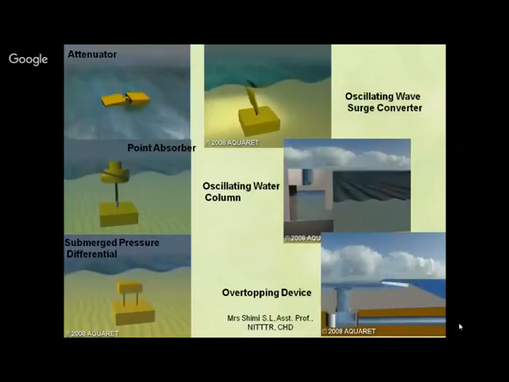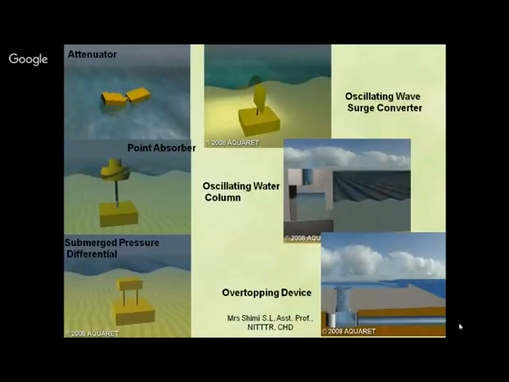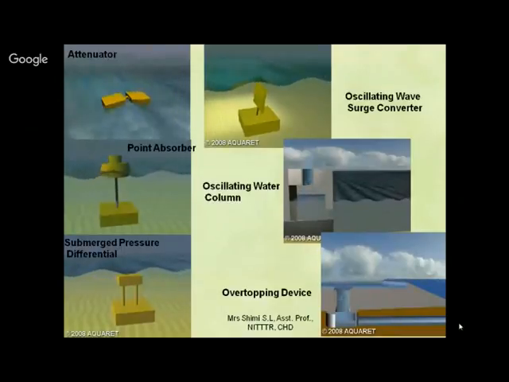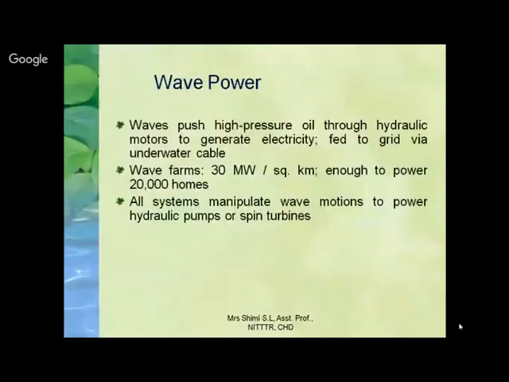So from the ocean also we generate electricity from the waves which are produced. The second is tidal. In tidal, there are high tides and low tides. It is not like this, it is from waves. Just the general waves, from them also we can generate. So wave power: waves push oil at high pressure through, like even hydraulic motors can be used to generate electricity, and it can be taken to the grid via underwater cables. And here if you see, from wave farms, around 30 megawatts per square kilometer, enough to power around 20,000 homes. So if you take 30 megawatts from a wave farm, it is enough for a small city, is it not?